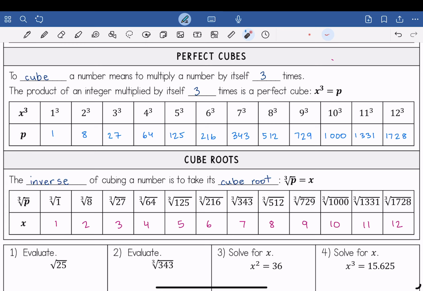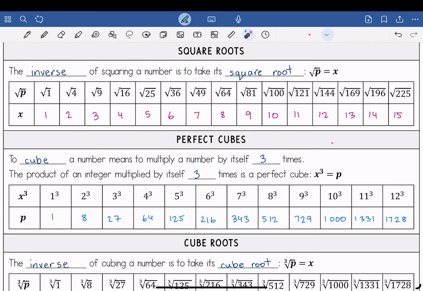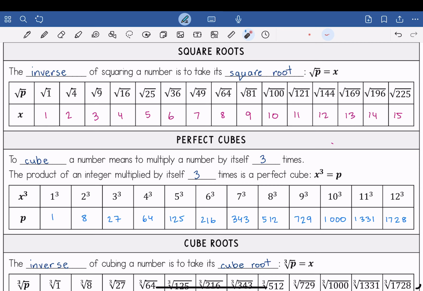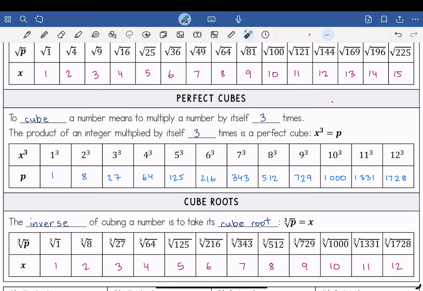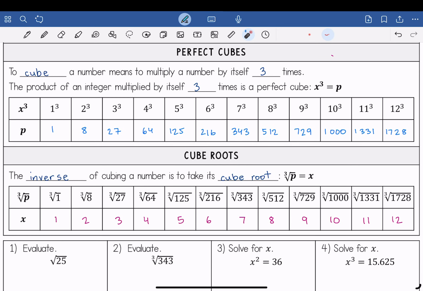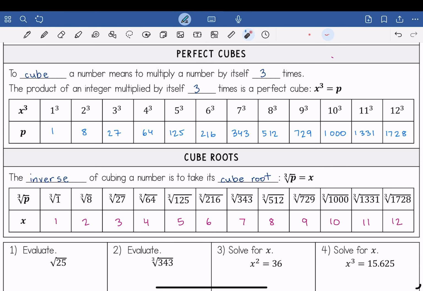So for cube roots, the inverse operation of cubing a number is to take its cube root. When we were squaring a number above, there's no 2 shown for the square root because it's implied, but the inverse operation is to take the square root of the perfect square. Similarly, to go back and figure out the x value of the perfect cube, you would take the cube root of the perfect cube number.